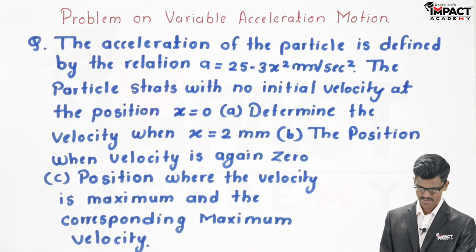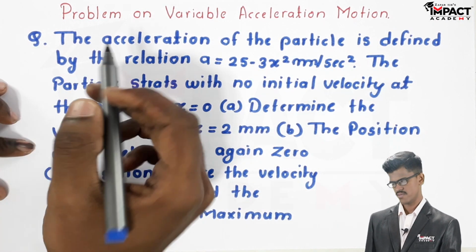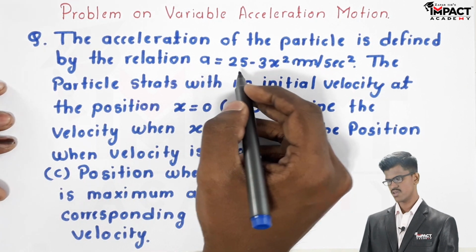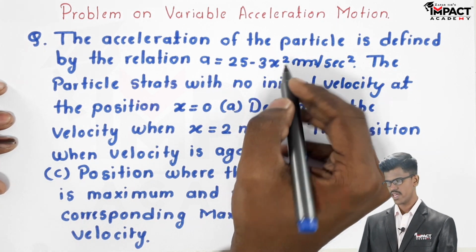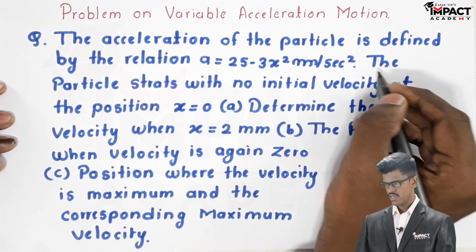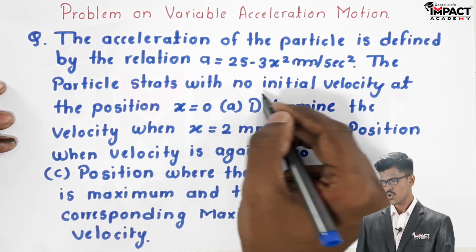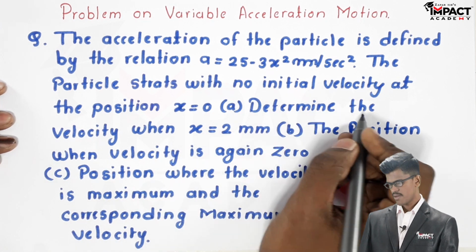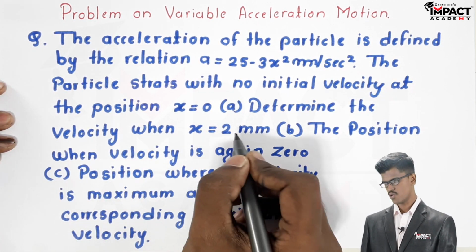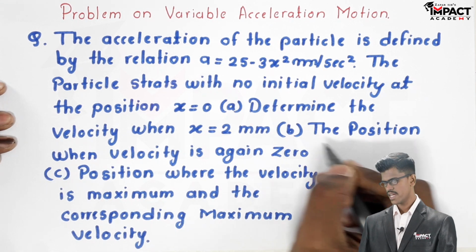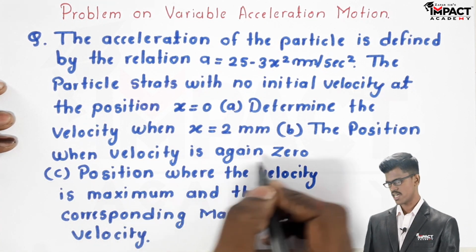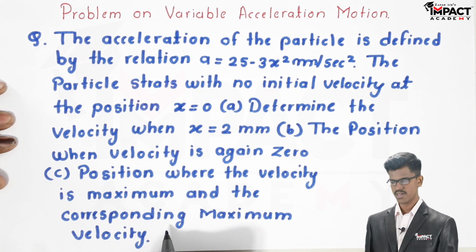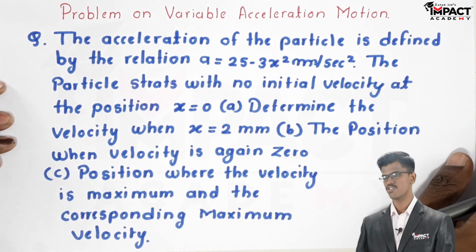So let's start. Here is a question. The acceleration of the particle is defined by the relation a = 25 - 3x² mm/s². The particle starts with no initial velocity at the position x = 0. Determine, first, the velocity when x = 2 mm. Second, the position when the velocity is again 0. Third, the position where the velocity is maximum and the corresponding maximum velocity.